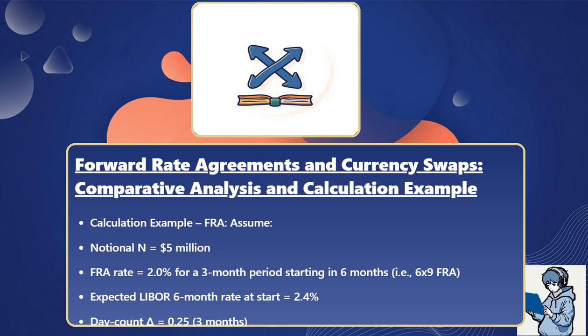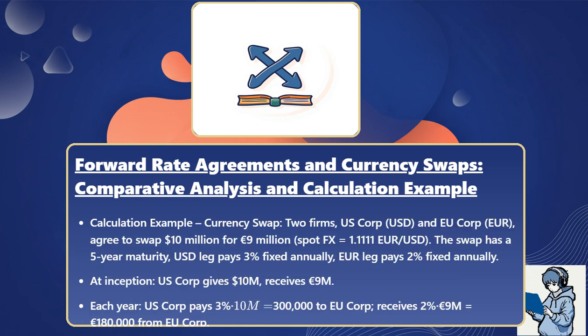The buyer, the receiver of fixed, receives about $4,963 at settlement. Calculation example, currency swap.